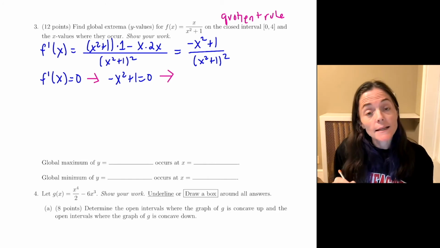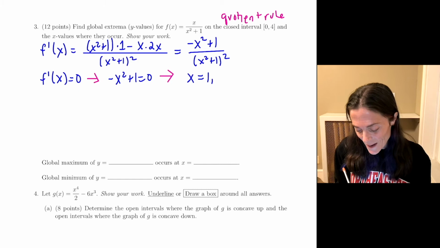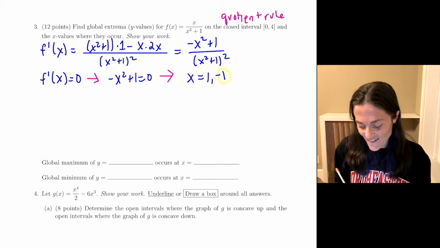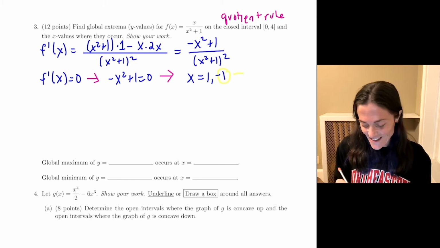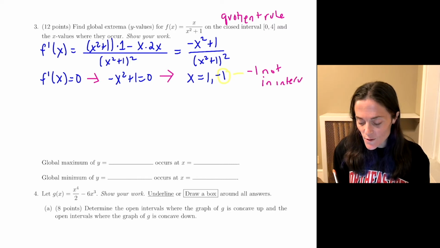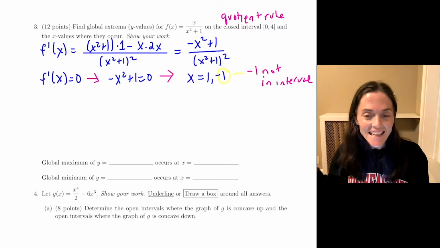Now, technically, x squared equals 1 has two solutions. It's x equals 1 and minus 1. But minus 1 is not in the interval. And so we do not use it for a global extrema problem. It's not in the interval.